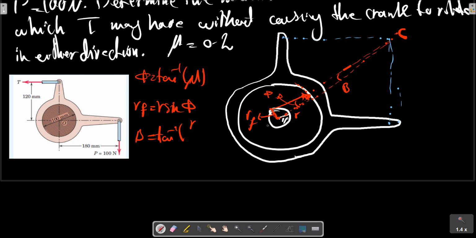Let me check again. This is normal. Beta is sine inverse of RF on OC, and also theta. This is theta, the direction of OC to the circle, theta is tangent inverse of this distance.